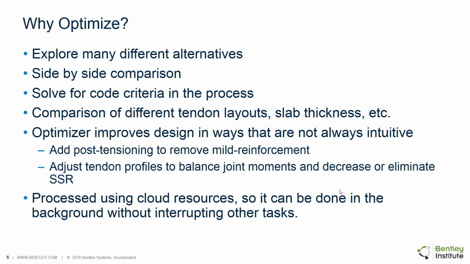And a couple of examples here, it might add some post-tensioning to remove mild reinforcement, and it might also adjust tendon profiles to balance the moments at the joints and decrease or eliminate stud rails. It also uses processing from cloud resources so that all of this work can be done in the background without interrupting the other tasks that can be done on the desktop at the same time.